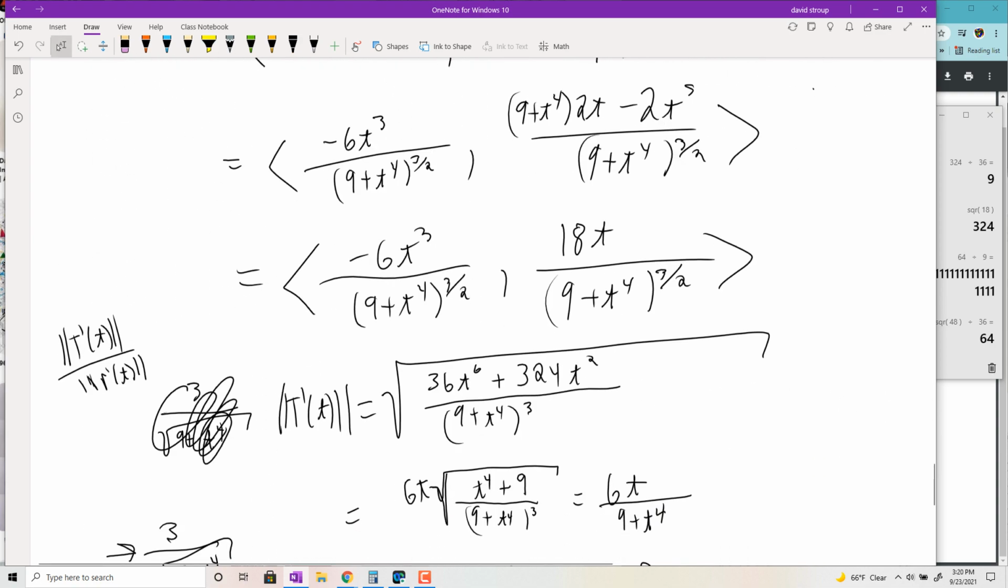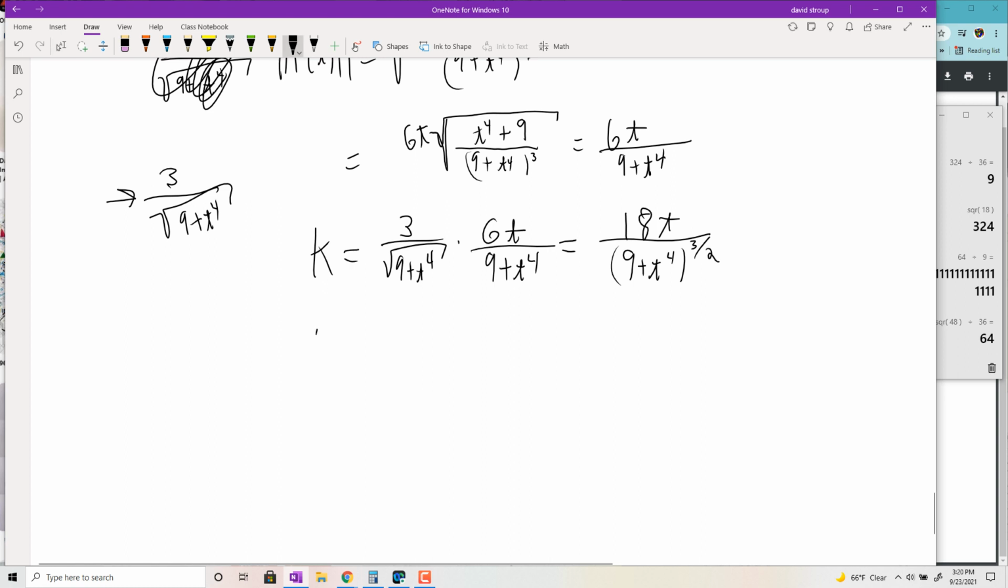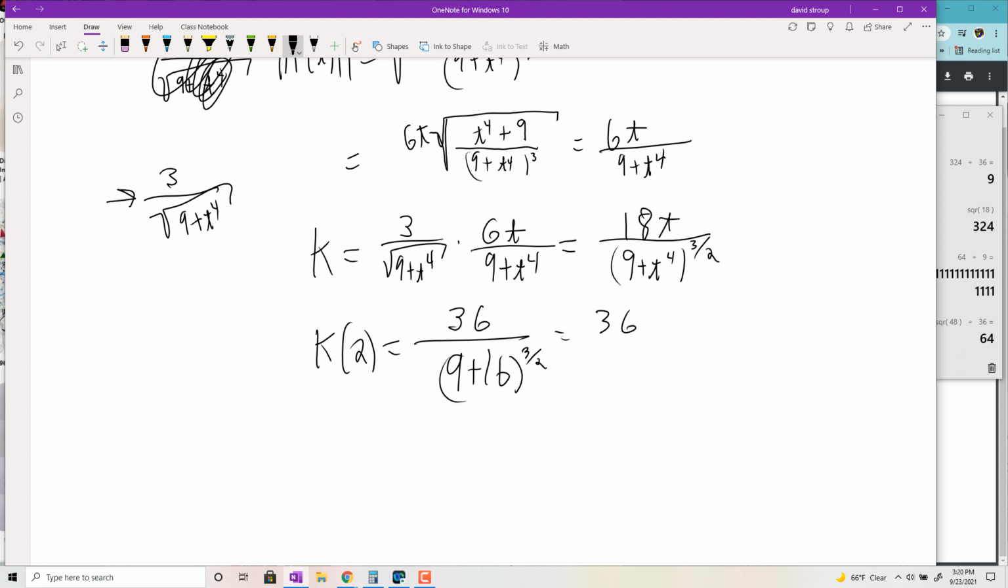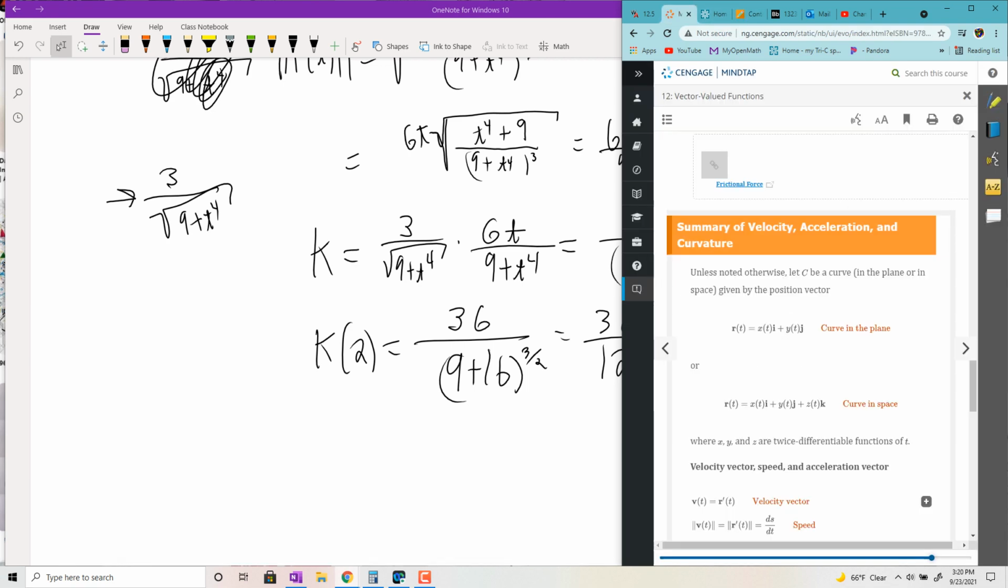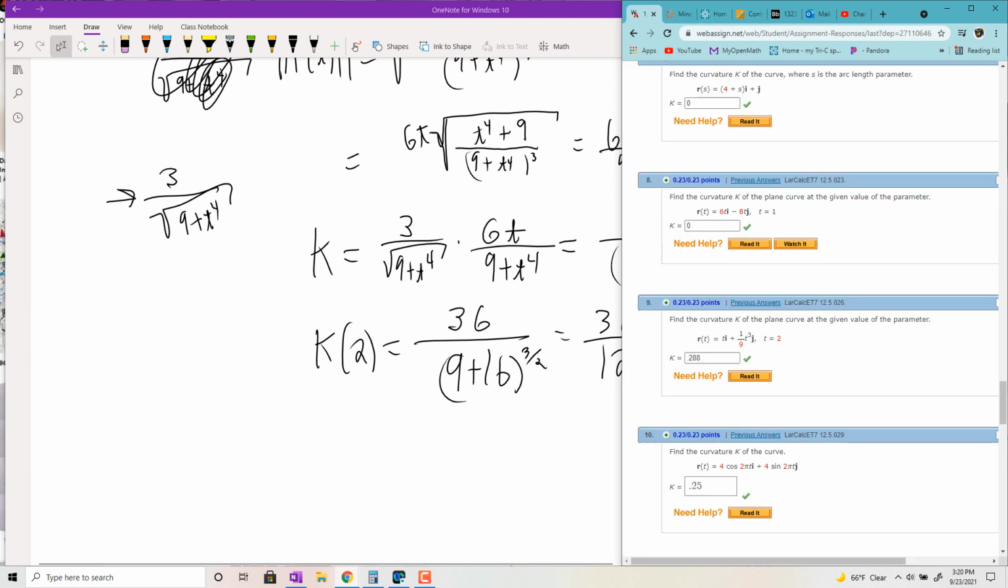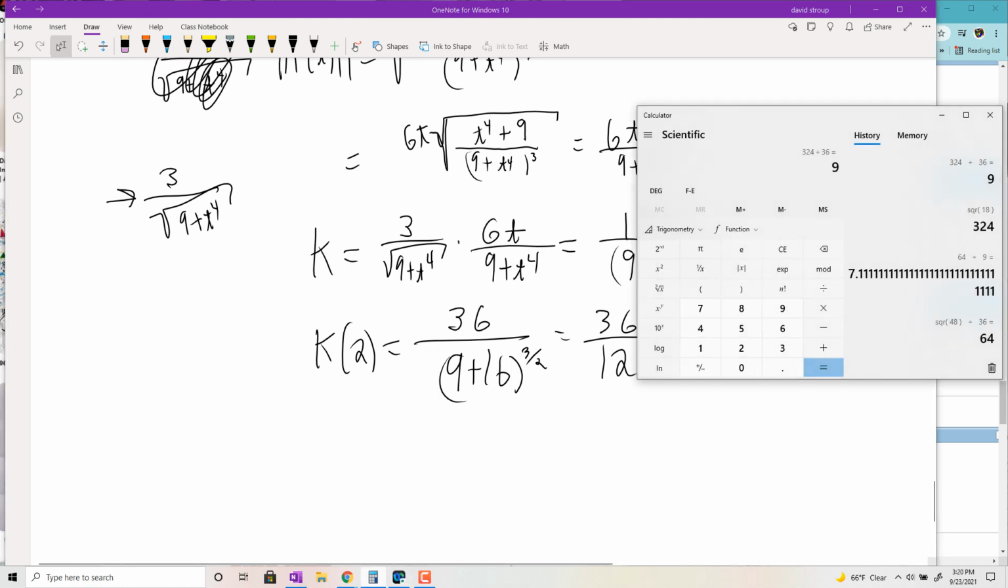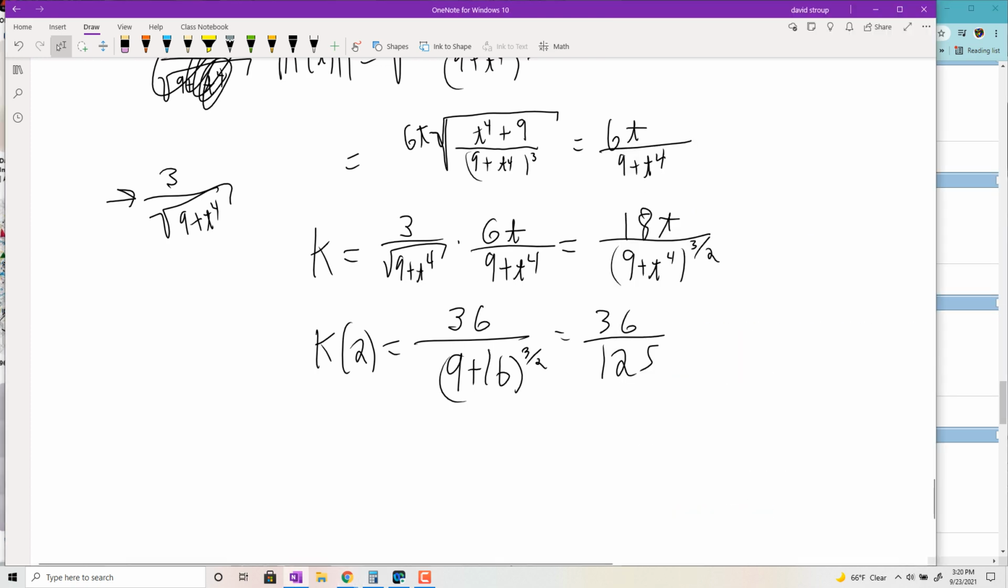I wanted to figure out the curvature at 2. I complained a lot. I am sorry. I just wasn't expecting it to be like this. 9 plus 4, 8, 16 to the 3/2. That'll be 36 all over 25 to the 3/2, which is 125. And it's going to be wrong, right? That's my reward here. 36 over 125, 0.288. Huh. Can't believe that's right.